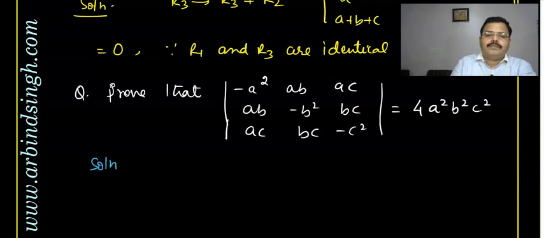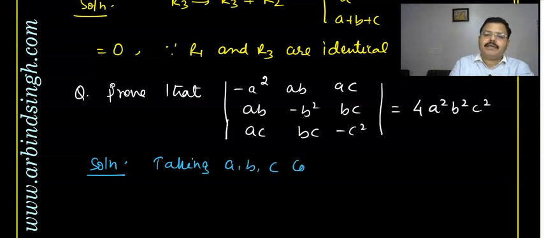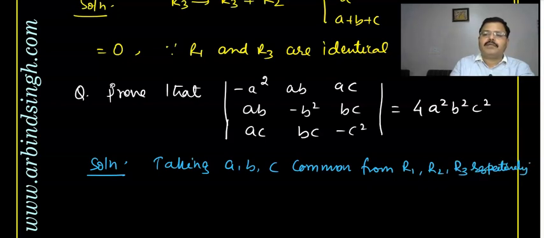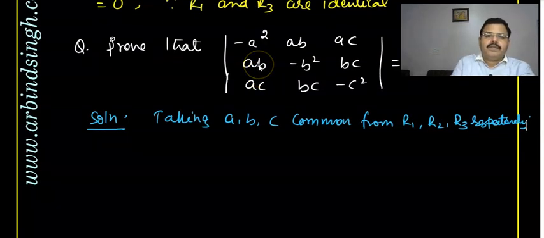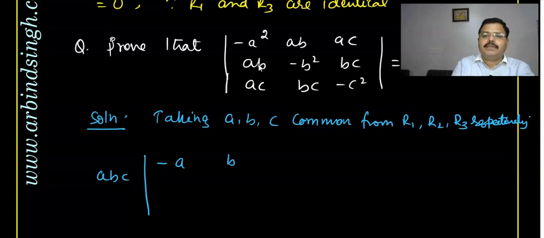You can take A common from the first row, B common from the second row and C common from the third row, because we need A, B, C common here. So the first step should be taking A, B, C common from rows R1, R2 and R3 respectively. If I take ABC common, there will be ABC outside. Taking A common gives minus A, B and C. Taking B common gives A, minus B and C. Taking C common from the third row leaves A, B and minus C.